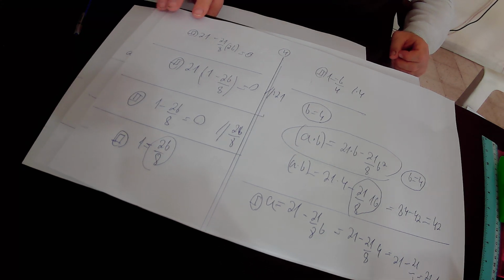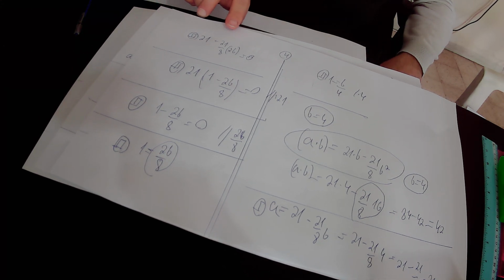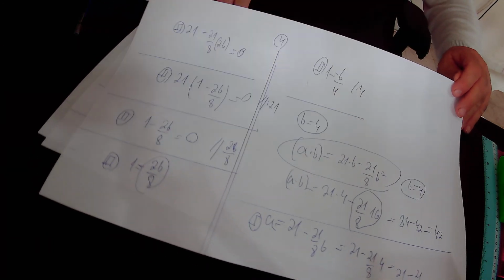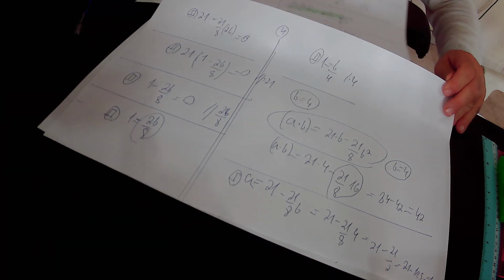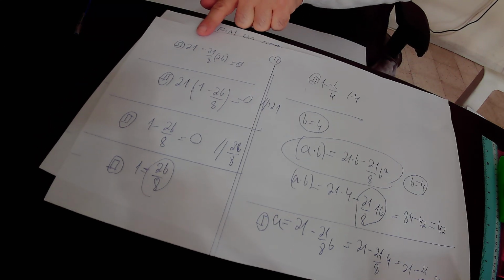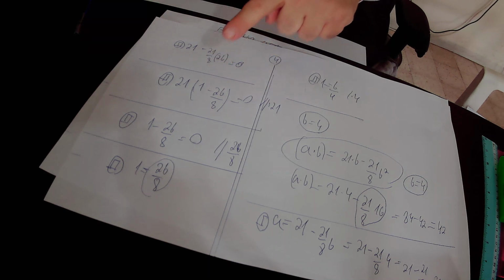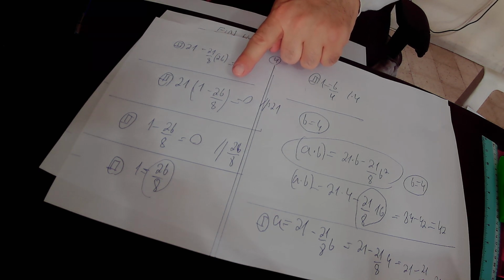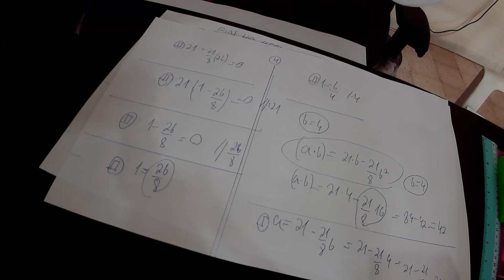So here we took 21 as a common factor out of those two expressions. What is left from 21 is 1. What is left from minus 21 over 8 times 2B after we took 21 as a common factor is minus 2B over 8, and it equals 0.